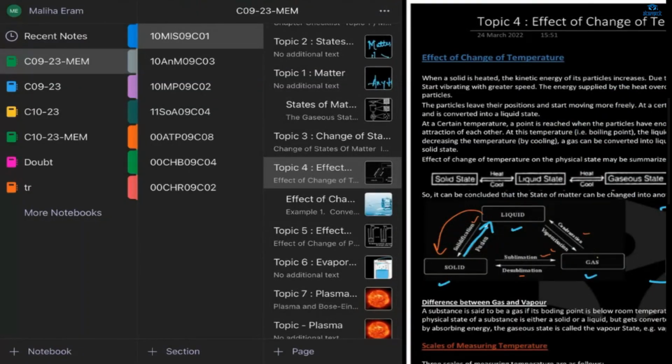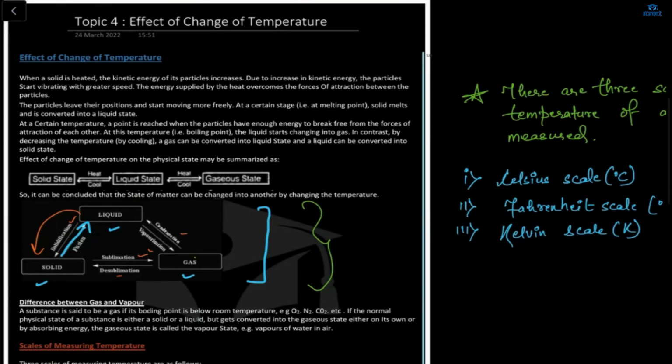So in your school, which chapter is going on? Ma'am, in school, this chapter itself is going on. We completed till here only, effect of change of temperature. We also covered latent heat and we stopped there. Acha, latent heat covered. Okay, in the next class I will cover. Okay, ma'am. Thank you.